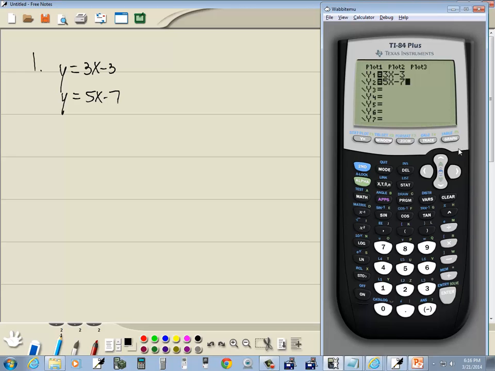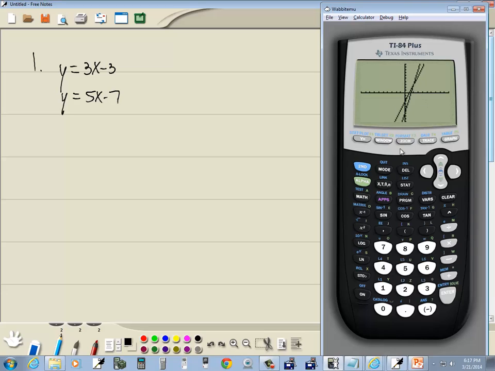Now, first thing we're going to do is just graph it and see if we can spot our answer. Your answer is going to be where they intersect. And it looks like it intersects there. I have no clue what that is, but it's on my screen, and that's the important part. If it's not on your screen, then you probably want to zoom out or whatever it might be.